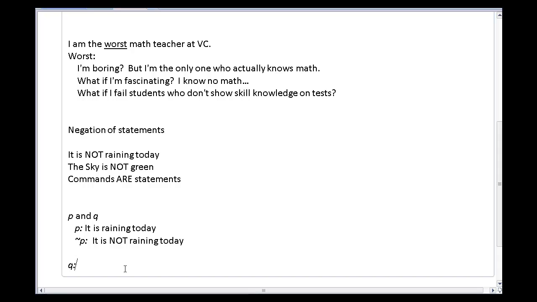If I define Q to be the statement, let me say Q is going to be the statement "monkeys do not like cabbage." Then the statement not Q is going to be "monkeys do like cabbage."